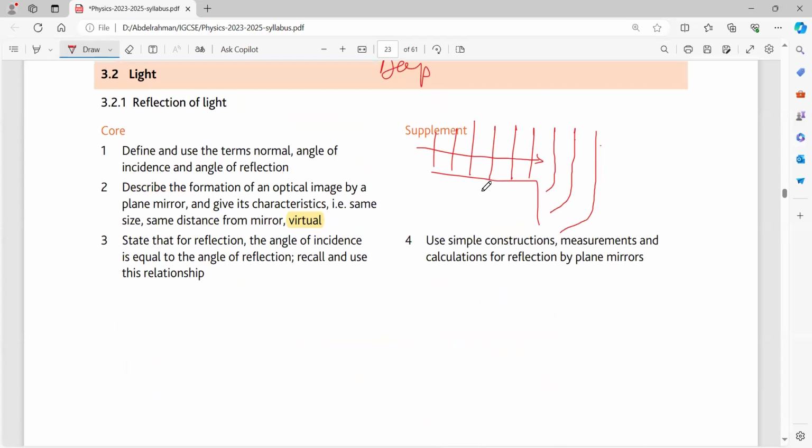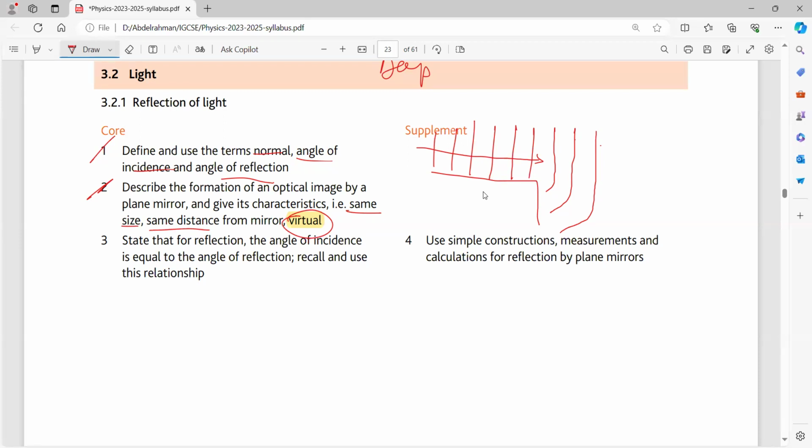Reflection of light. Define and use the terms normal, angle of incidence, and angle of reflection. I guess we all know them. Normal line, angle of incidence, angle of reflection, formation of an optical image by a plane mirror. Characteristics of a plane mirror: same size, same distance, and it is a virtual image. We did discuss what a virtual image was.